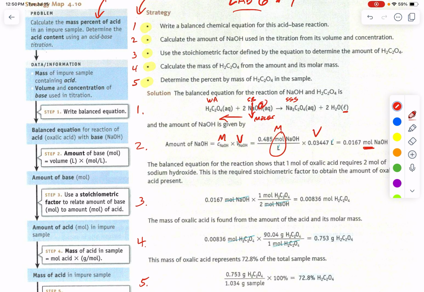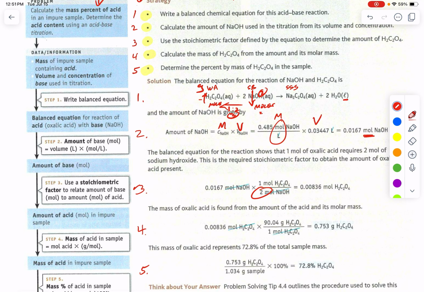And then the next part we're going to do is the stoichiometry. And of course, this is a 1 oxalic acid to 2 sodium hydroxide, 1 to 2 molar ratio. That's step number 3, which is right down here. Notice you're dividing by 2 because you're going from the 2 to the 1, which is in front of the oxalic acid. And then the next thing you're going to do is convert your moles up here to grams. And that is going to be step number 4, right here.